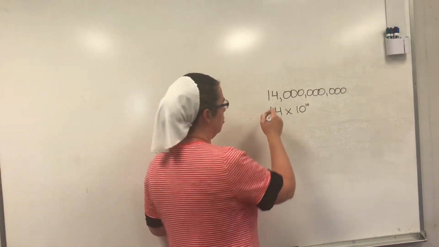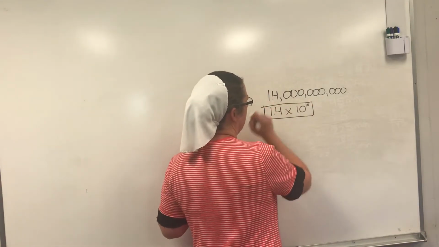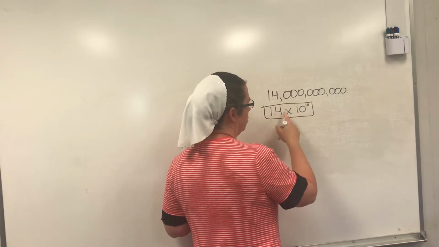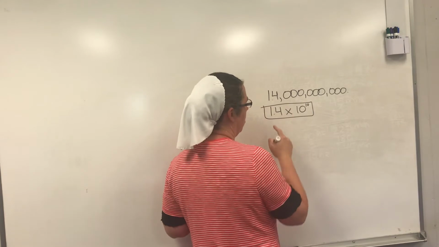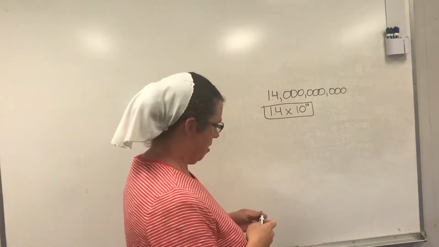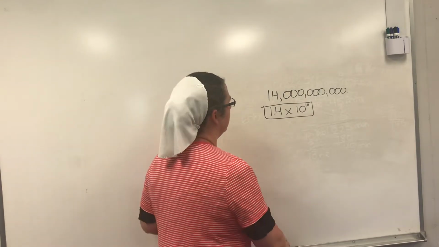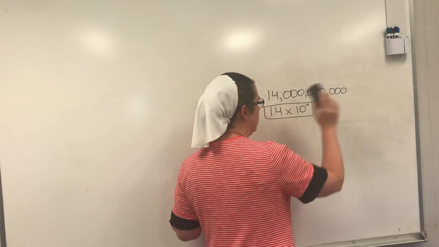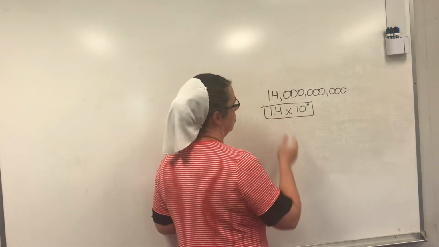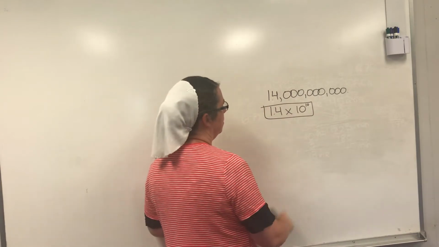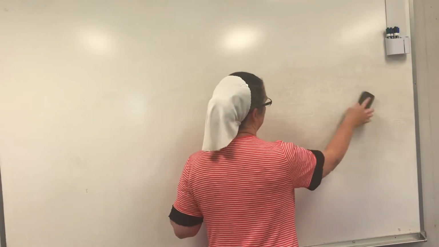So a person could look at this right here and would know exactly what number. They could multiply this out, 10 to the 10th power, and come up with this number. So basically, it's an easier way to write rather than having all these zeros. And remember, scientific notation is one number in front of the decimal point.